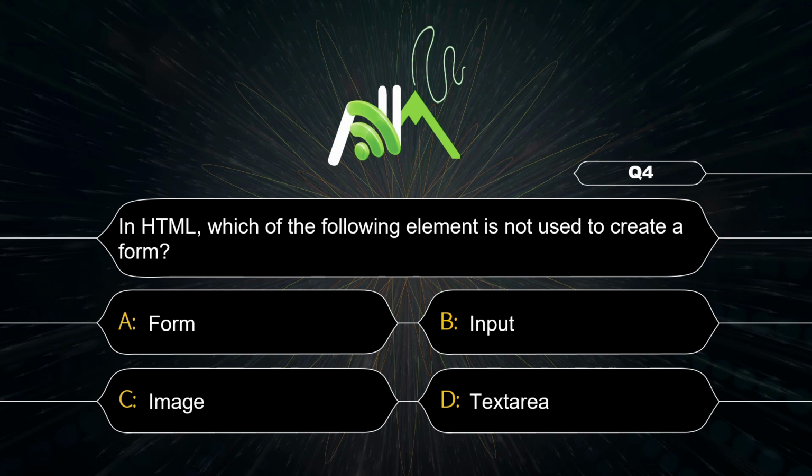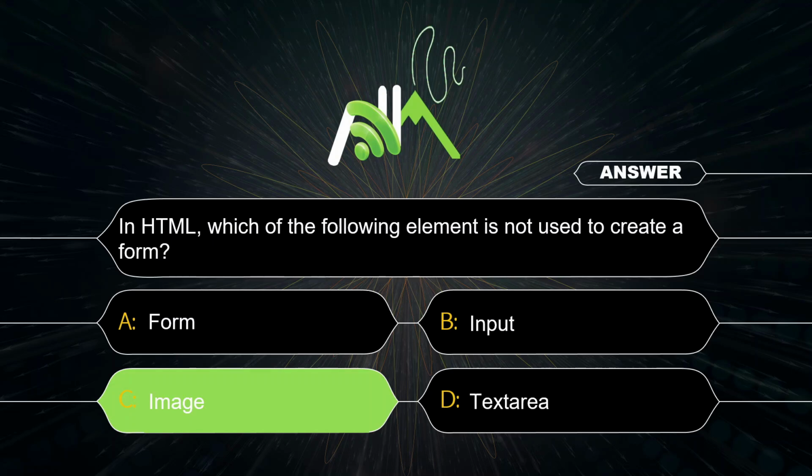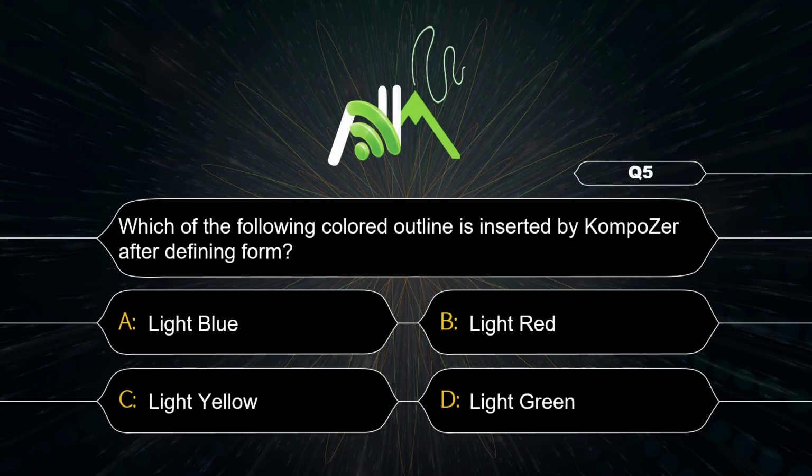Now, which of the following elements is not used to create a form? In the first question I told you, form itself is used, then text area is there, input element is there, selection list is there, but image is not there. Which of the following color outlines is visible when you define a form? So it is light blue.